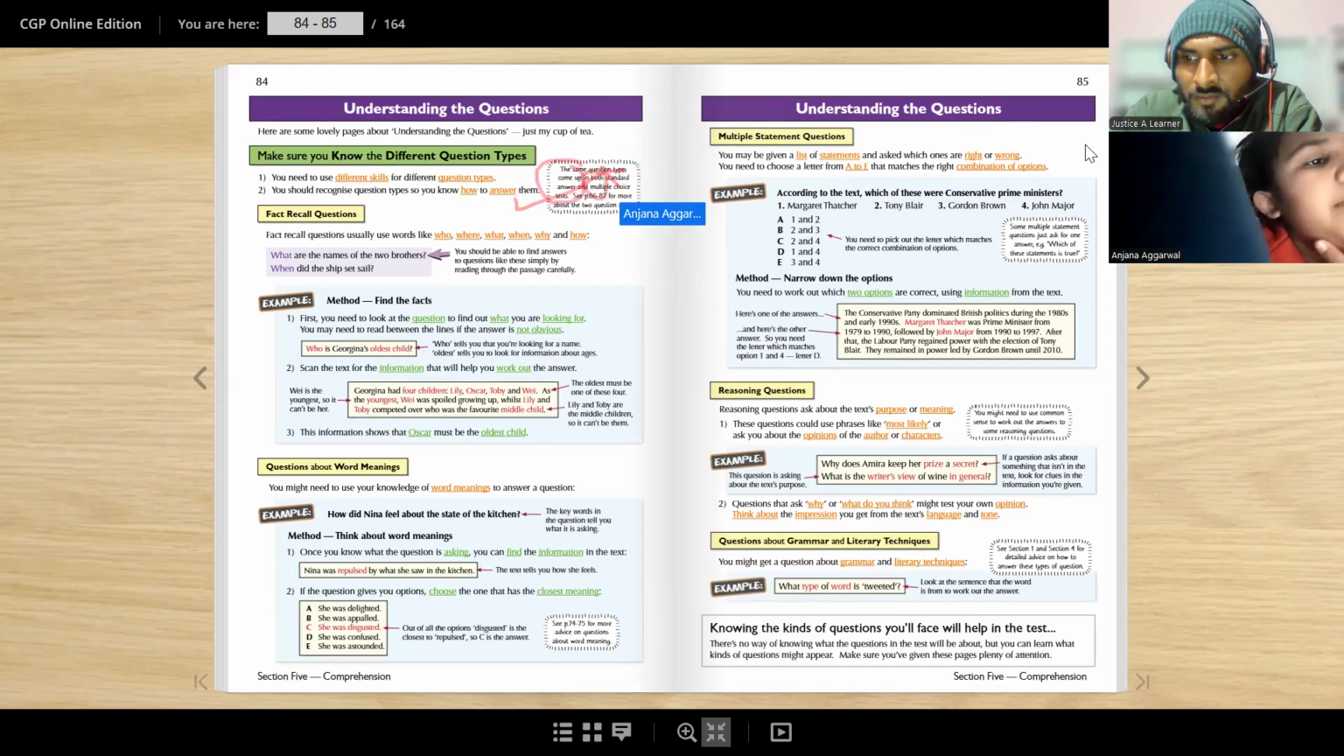Multiple choice. Fact recall question. Fact recall questions usually use words like who, when, where, what, why, and how. What are the names of the two brothers? When did the ship set sail? You should be able to find answers to questions like these simply by reading through the passage carefully. Method: find the facts.